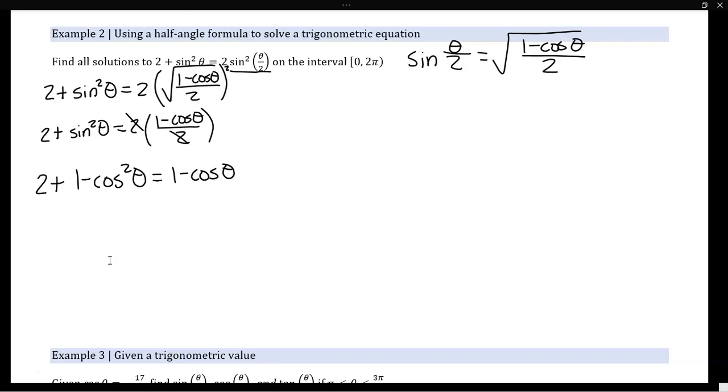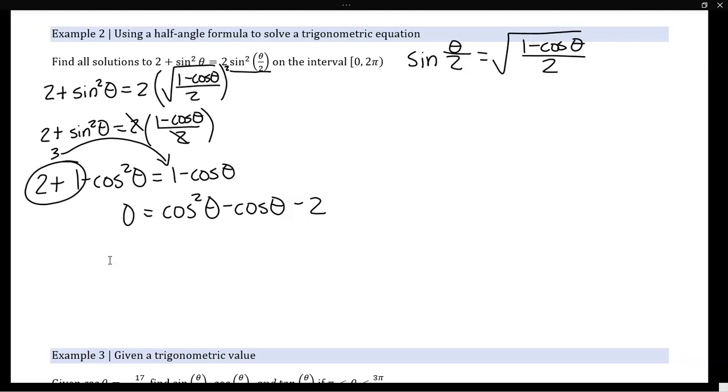And remember, to solve a trig equation, now we need to move everything to one side. So we could get 0 equals, so 2 plus 1 is going to be 3. If we subtract 3, so we're going to add the cosine squared. So we get cosine squared theta minus cosine theta. And so this made a positive 3. When we move it over here, we have to subtract 3. So we get minus 2.